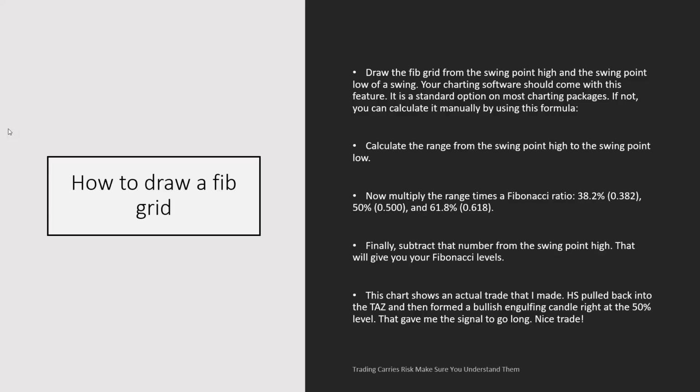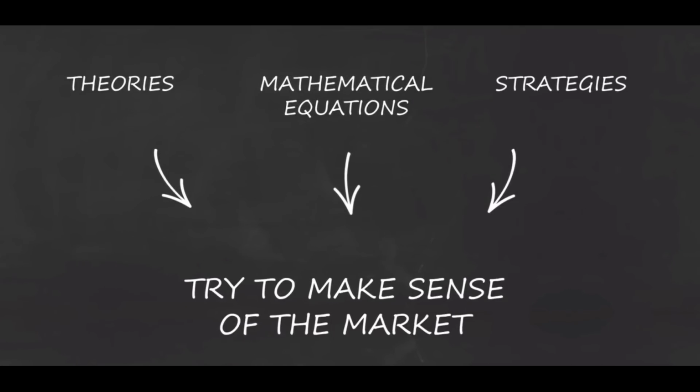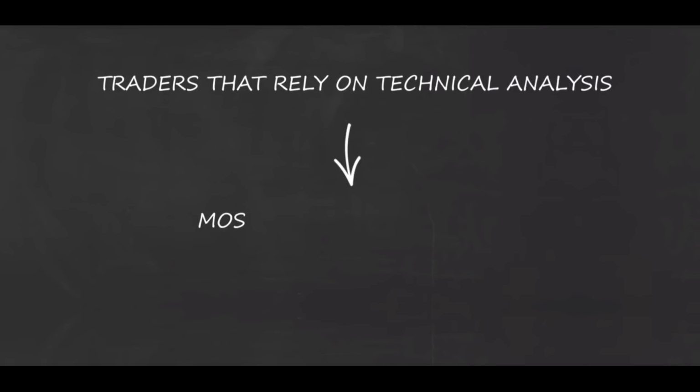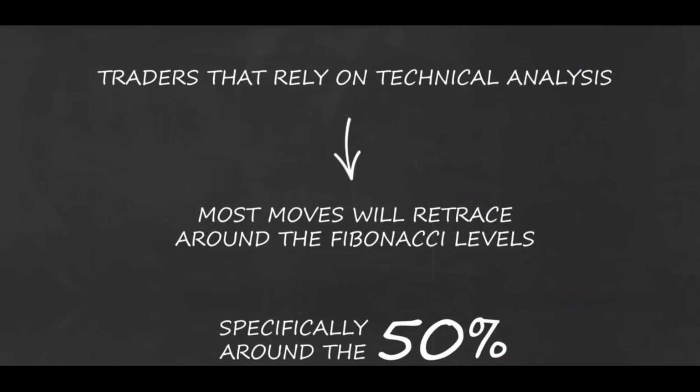And first we're going to talk about what Fibonacci's are and what this tool does or how you can use the tool. And then we're going to go over to some real charts, and I'll show you exactly how to do it step by step on the charts. There are many mathematical equations and strategies out there that try to make sense of a market that is largely speculative. However, it is widely accepted among traders that rely on technical analysis that most major moves will retrace around the Fibonacci levels and more specifically around the 50% level of the move.